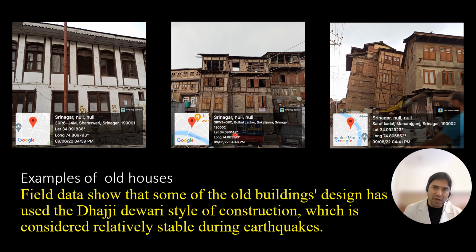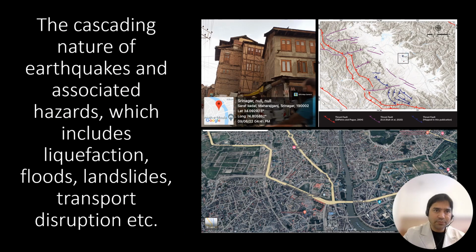You can't really see them nowadays, and the main reason is that they used to build using timber, and timber is very expensive. The wood is very expensive, and that's why they're now constructing using concrete, which has created more problems for an area which is going to be hit by earthquakes. We know that there will be a cascading nature of earthquakes and associated hazards, which includes liquefaction, floods, landslides, transport disruption, and so on.